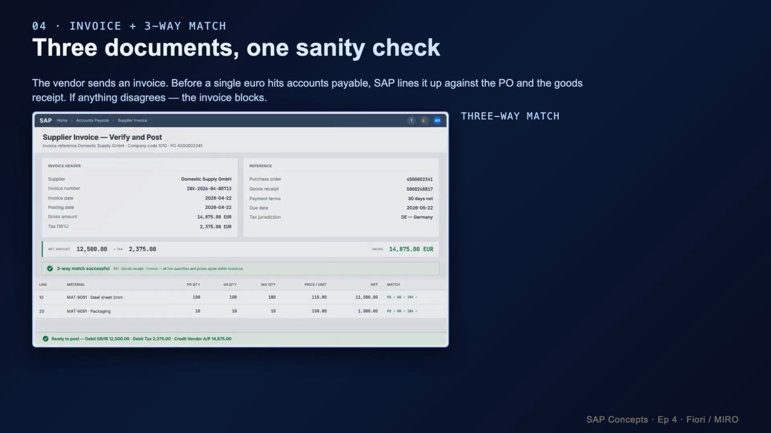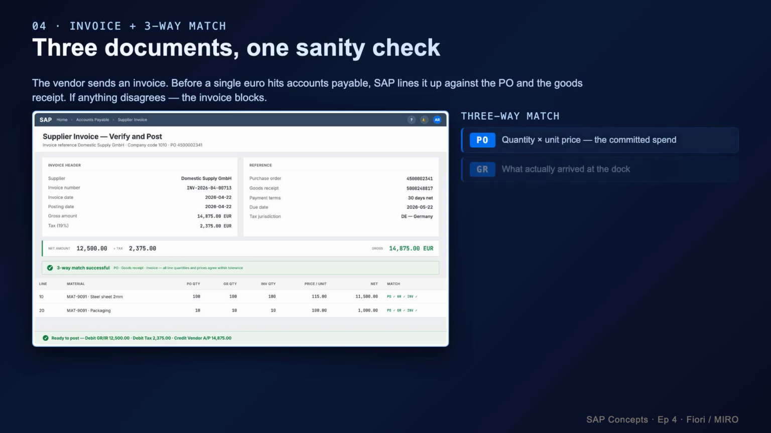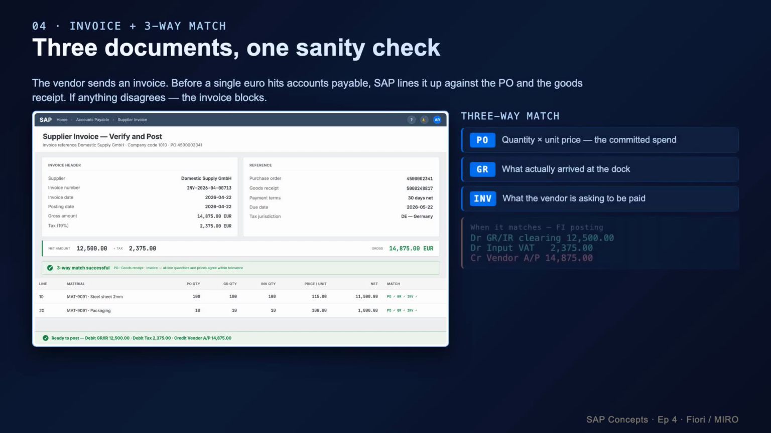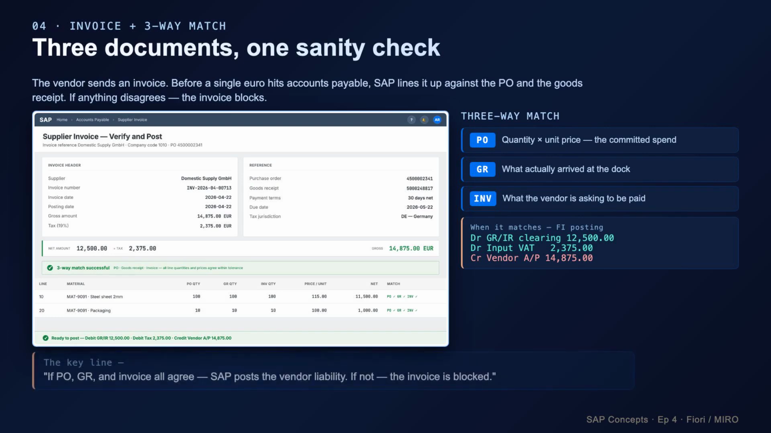Step 3. The invoice. The vendor sends an invoice. Before SAP posts a single euro to accounts payable, it runs a 3-way match. The purchase order. Quantity and unit price. The committed spend.